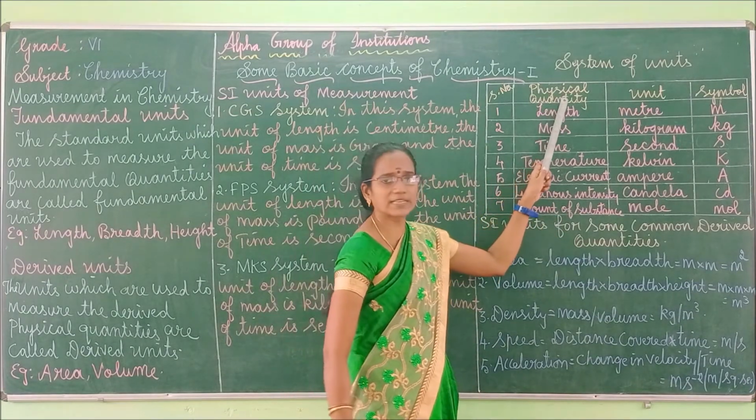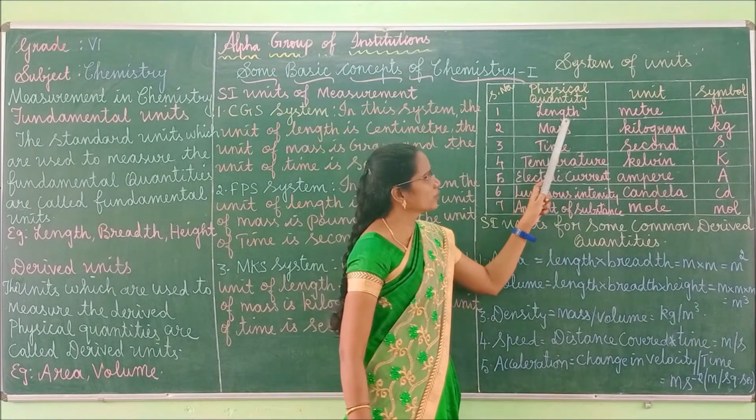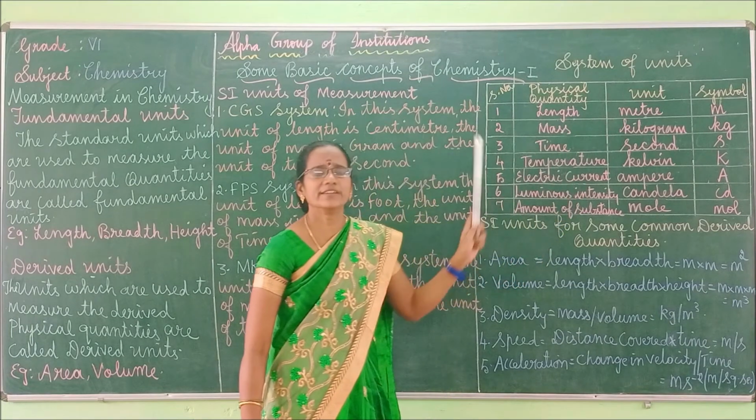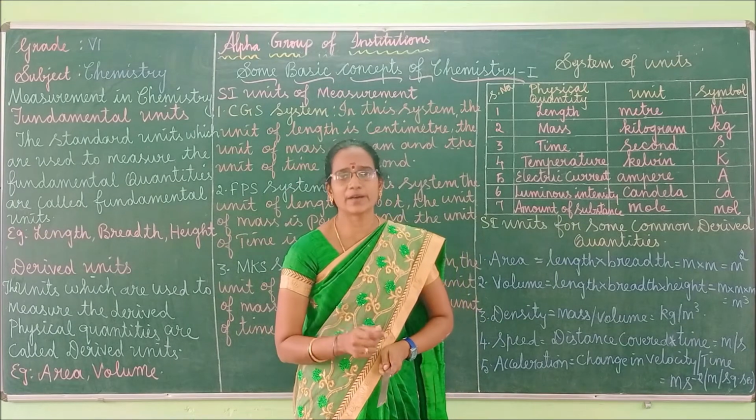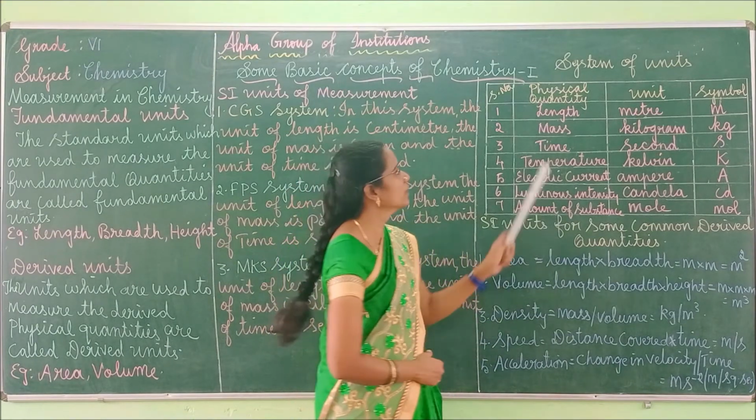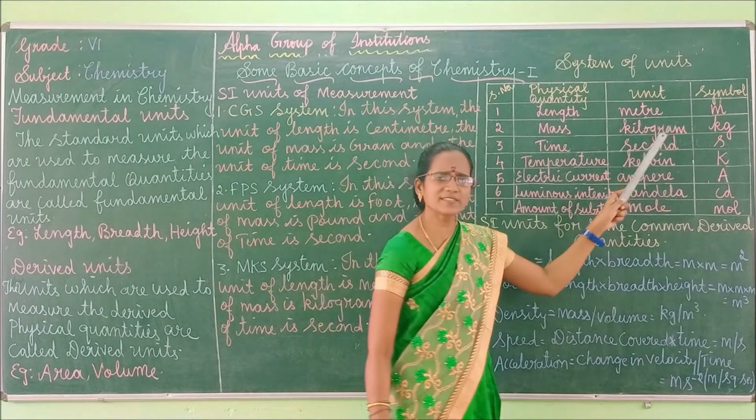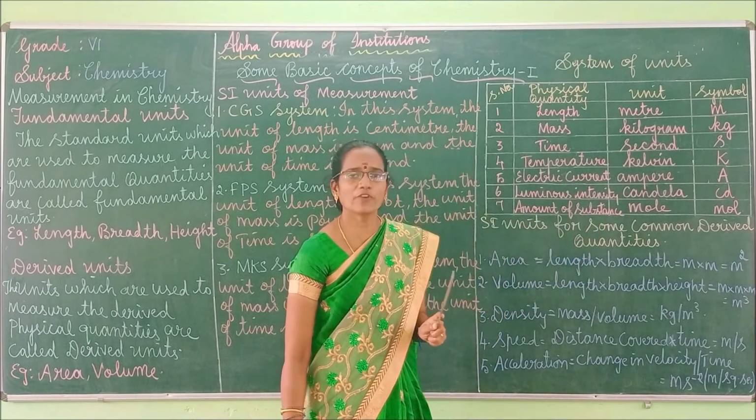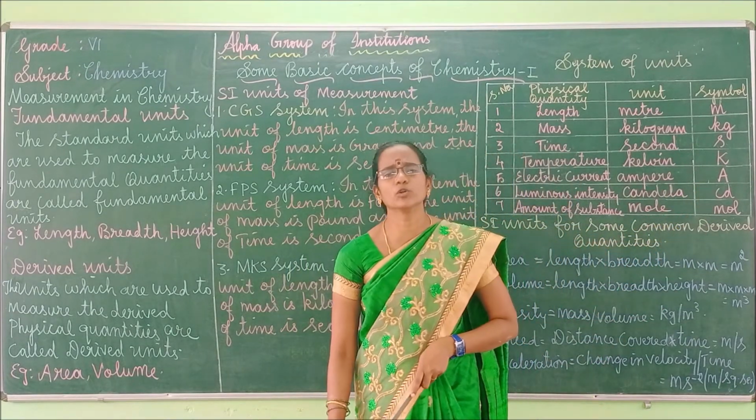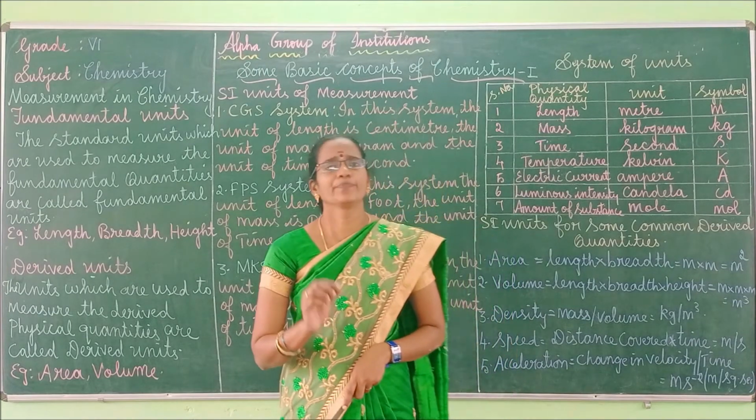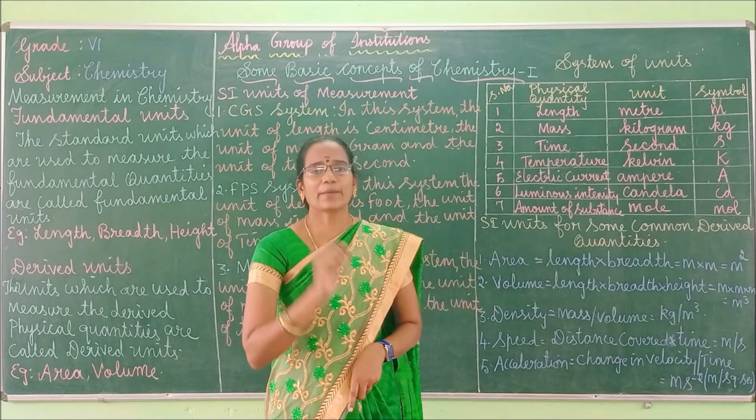So first, the physical quantity length. What is the unit of length? Its unit is meter. You should not use capital M, use small m. So length is measured in meter. And what is the symbol of meter? The symbol of meter is small m. Here also for the symbol you should not use capital M. But for some physical quantities you should use capital letters.